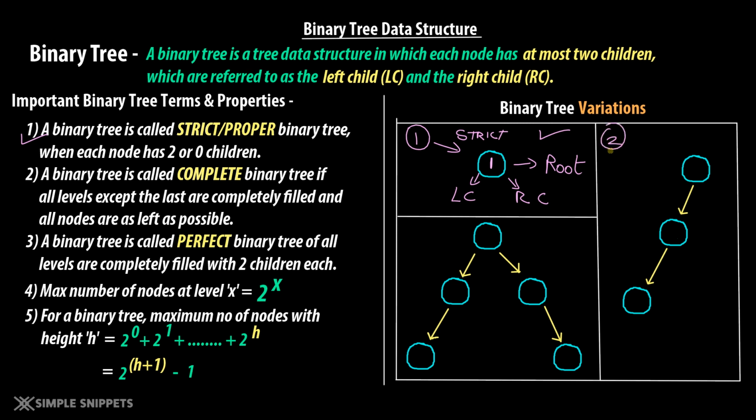Let's take a look at this. Example 2. Over here, if this is the root, if we start from over here, and this is the second node and this is the third node, this can be considered as a binary tree.